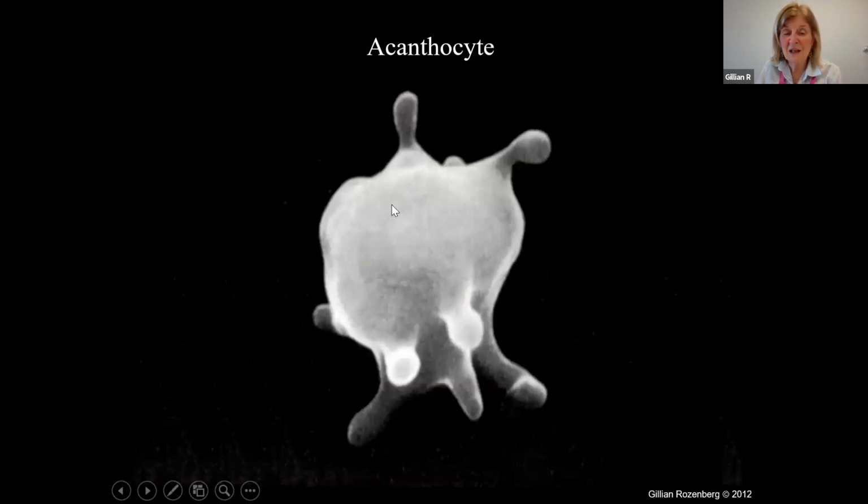And this is the acanthocyte under the electron microscope. So you can see it's almost like a spherocyte, but it has these fine spines projecting at irregular intervals.